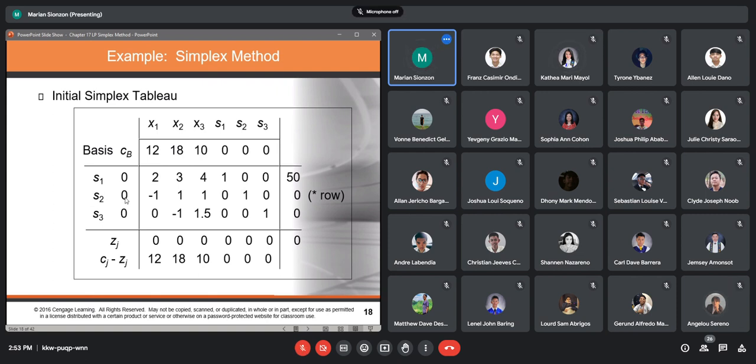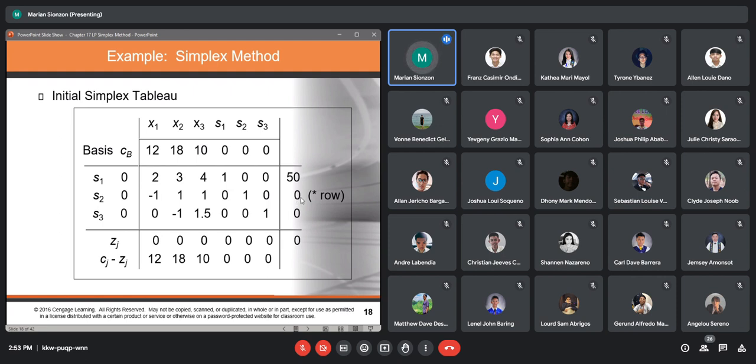Yes, miss. No, 18. Oh, 18 na siya. So, kani siyang S sub 1, 0 ang partner. Ang S sub 2, 18. Ang S sub 3, 0 gyapon ang partner. Ang row, kani nga row would be negative 1, 1, 1, 0, 1, 0. And this is also 0.